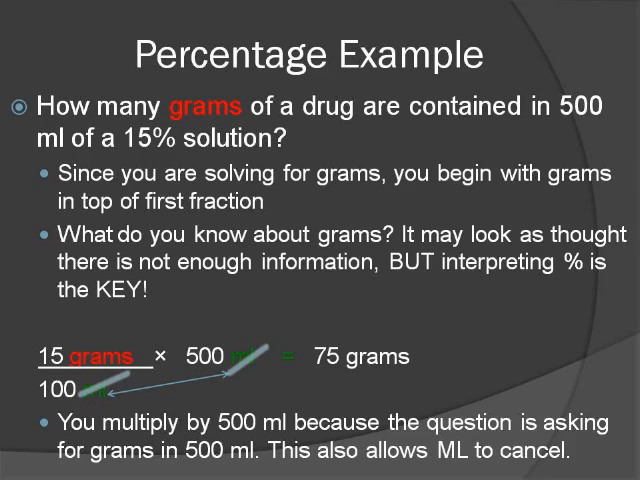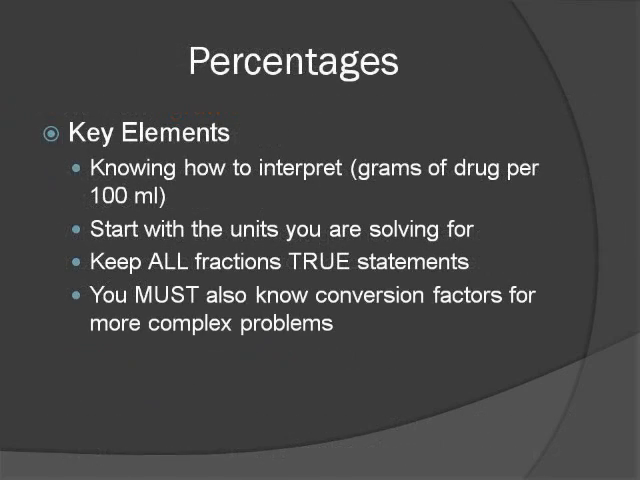So just remember, the key elements for percentages is knowing how to interpret a percent. Typically, it's grams of drug per 100 mils of drug solution. You'll always start with the units that you're solving for, because in some questions, they may not ask you how many grams are found in something. They might ask you how many kilograms or how many micrograms are found in so many milliliters of a solution.